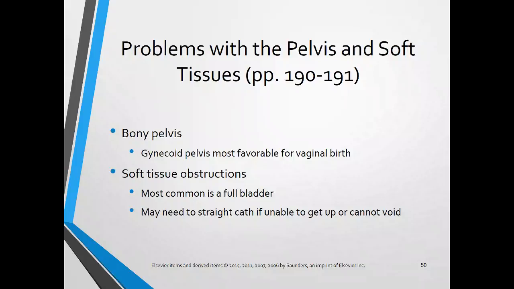So problems with the pelvis or soft tissue. So we talked about the different types of pelvis, of which ones are more favorable for birth than others, and then soft tissue obstructions. The most common is a full bladder. So full bladder can cause labor dysfunction, and so that may need to be straight cathed.